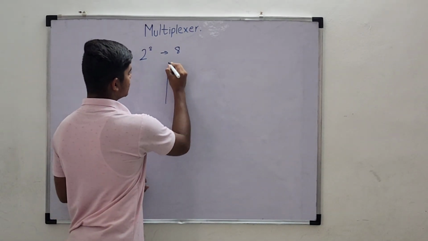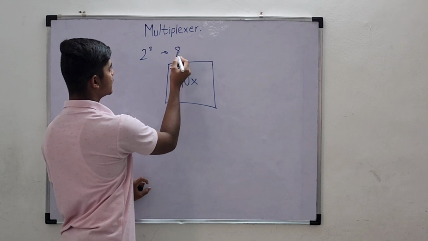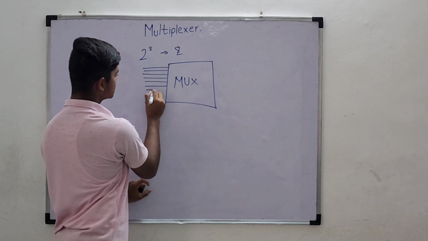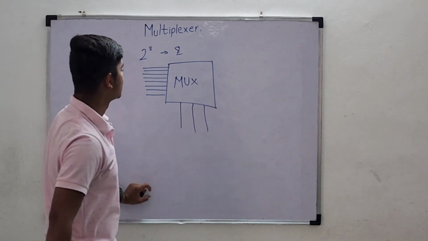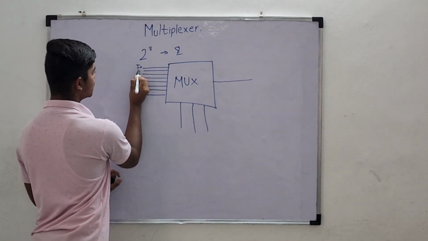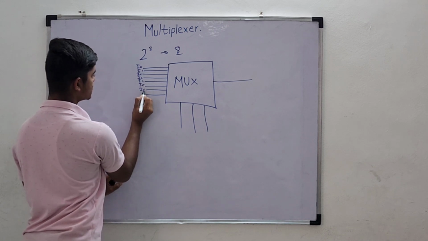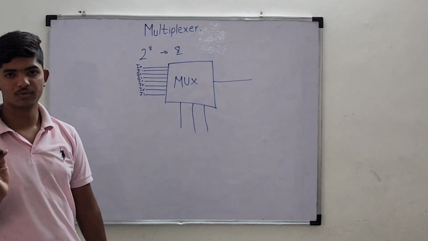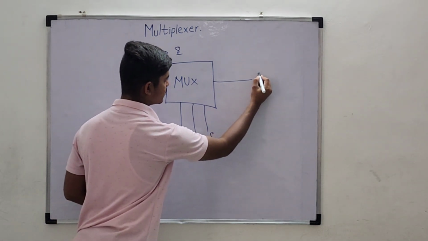So the block diagram will be of MUX. The inputs are 8: 1, 2, 3, 4, 5, 6, 7 and 8. The selectors will be 3: 1, 2 and 3. And the output will be 1. You have to name the inputs: I0, I1, I2, I3, I4, I5, I6 and I7. In multiplexer you have to remember the input starts from 0, not from 1. Let us add the selectors S1, S2, S3 and the output.